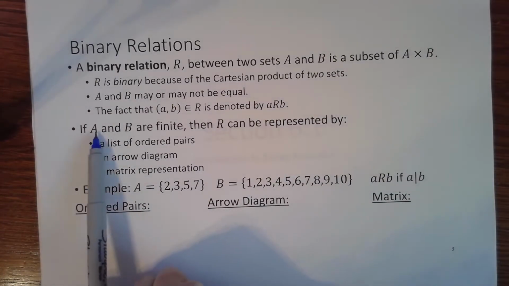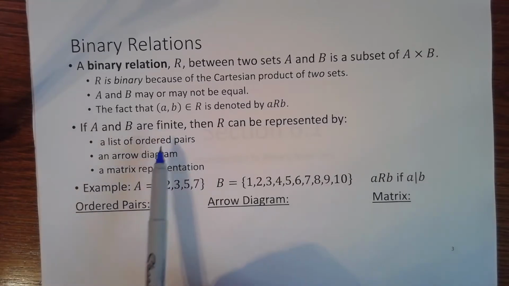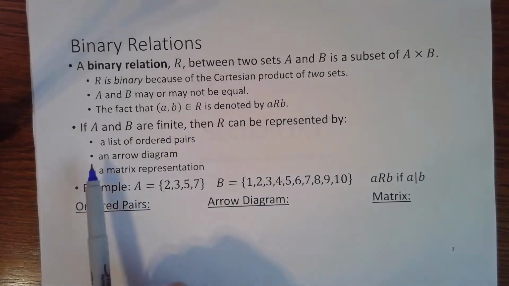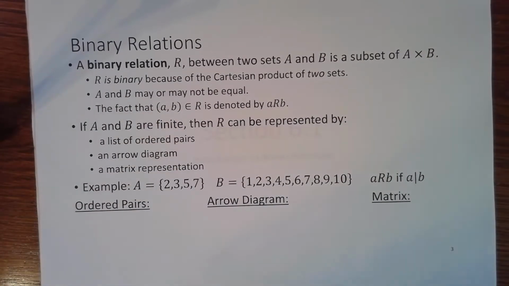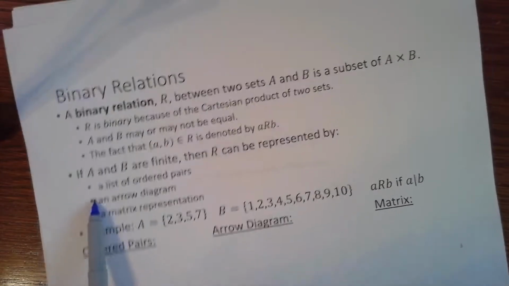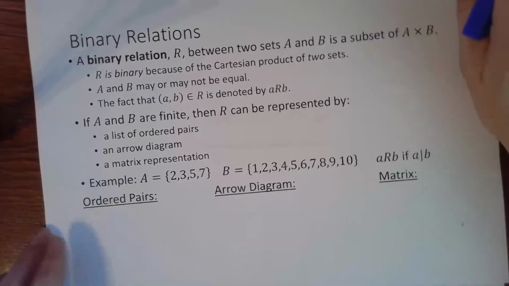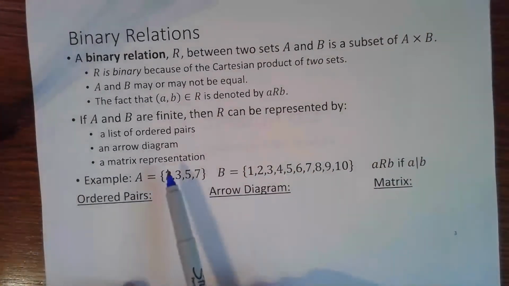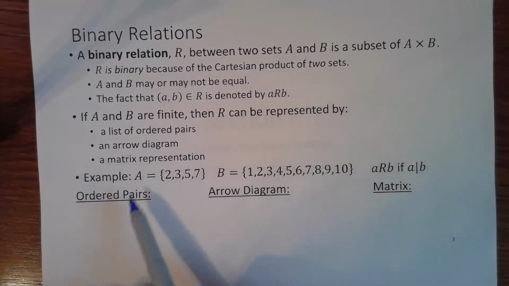If we have the two sets, essentially like our domain and our target, and they're finite, then there are lots of different ways we can represent them. Certainly as a list of ordered pairs, where we just list all the ordered pairs in the relation. We can also use what's called an arrow diagram, which we saw for functions as well, where we list all the elements of A and the elements of B, and put an arrow from one to the other if there's a relation. We also have a new representation that we didn't see for functions, a matrix representation, so we'll look at that.